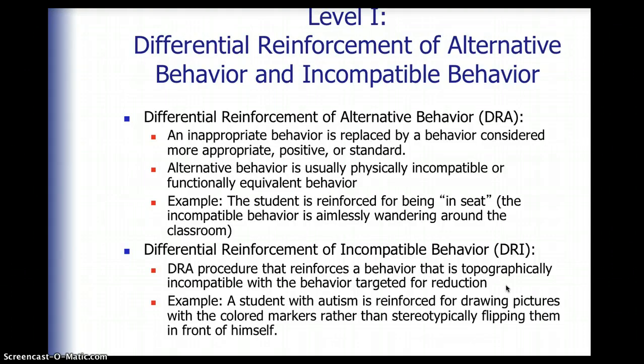I can also look at differential reinforcement of an incompatible behavior. And so this is a behavior that's topographically incompatible with the target behavior. So the example here is a student with autism who likes to flap his fingers in front of him or markers in front of him over and over and over again. The incompatible behavior would be use those markers for drawing, and that would be a more appropriate social item, a more appropriate school behavior. So we can look at DRAs and DRIs, those incompatible and alternative behaviors, to get students to do more appropriate school behaviors.